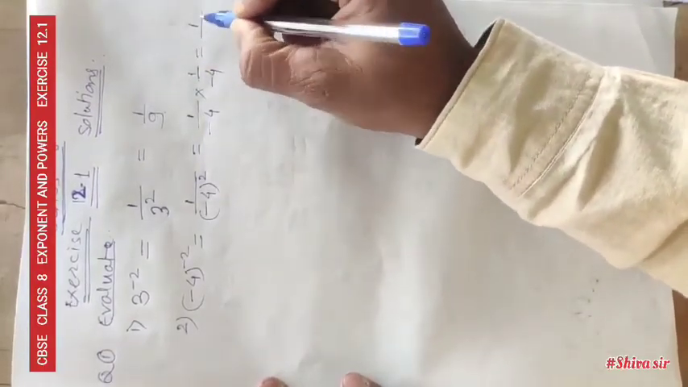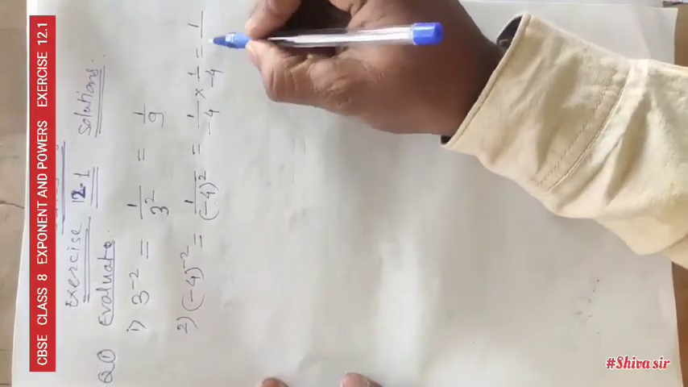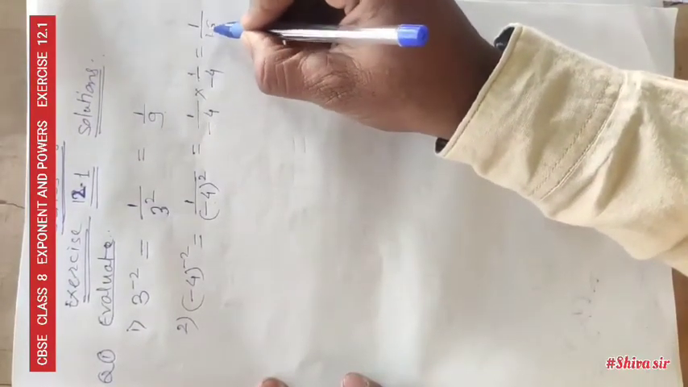So 1 upon, what is the term? Minus into minus is plus, and 4 into 4 is 16. So the answer is 1 upon 16.